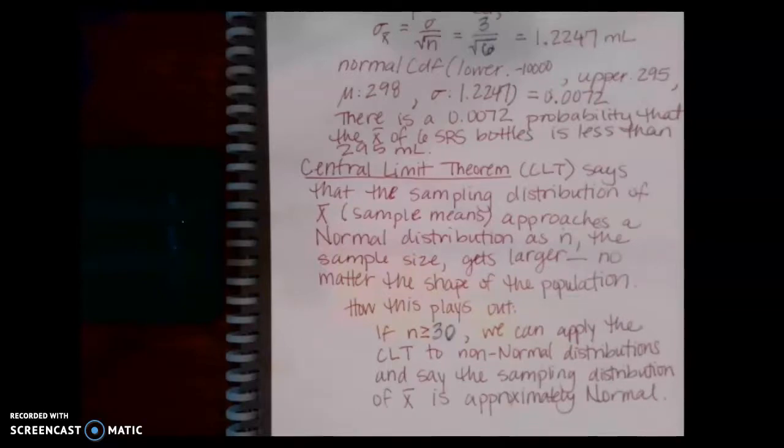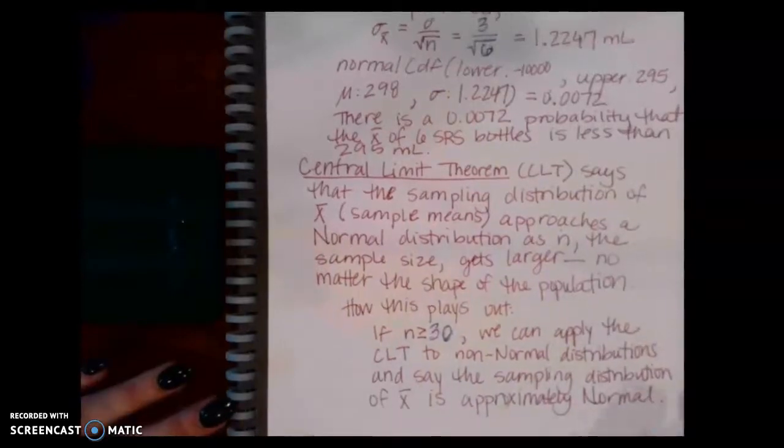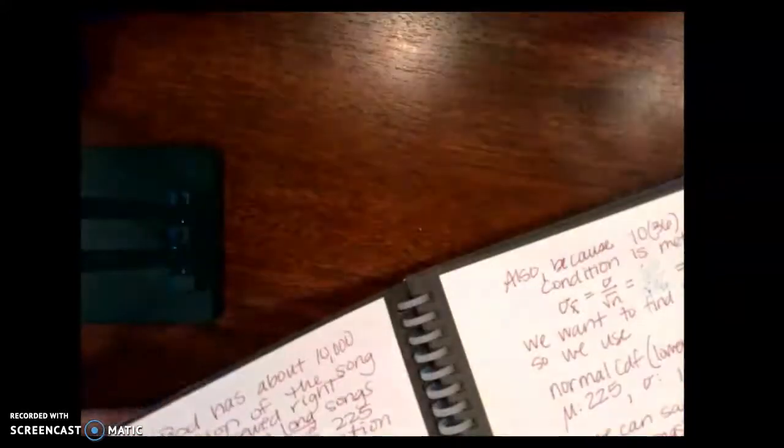So when you pull a sample greater than size 30, even from non-normal distributions, so skewed left, skewed right, it still ends up being normal because we have a large sample size. Okay, so it's the central limit theorem.